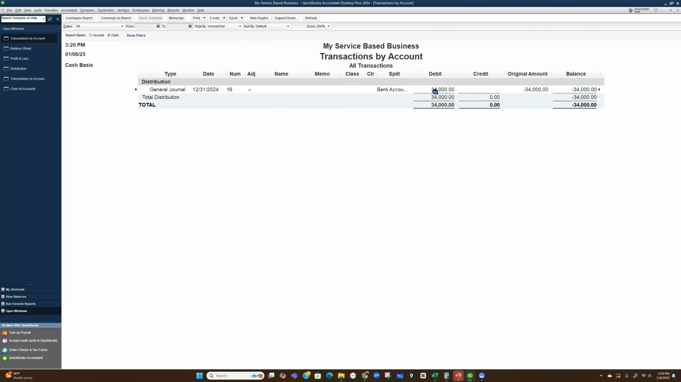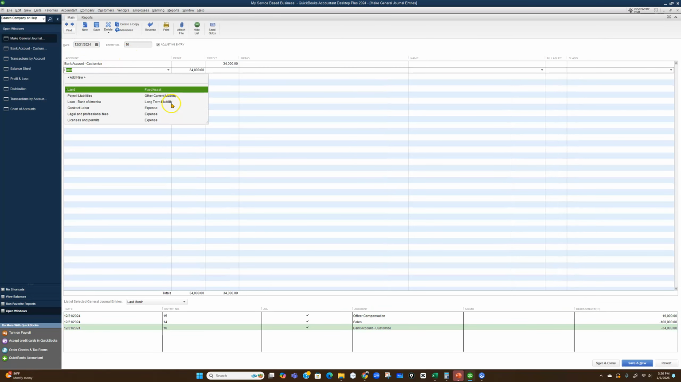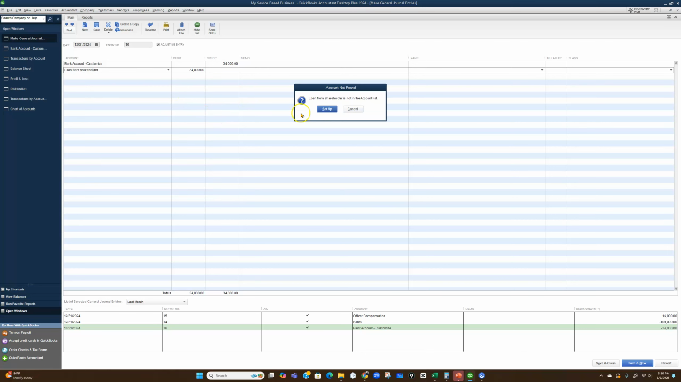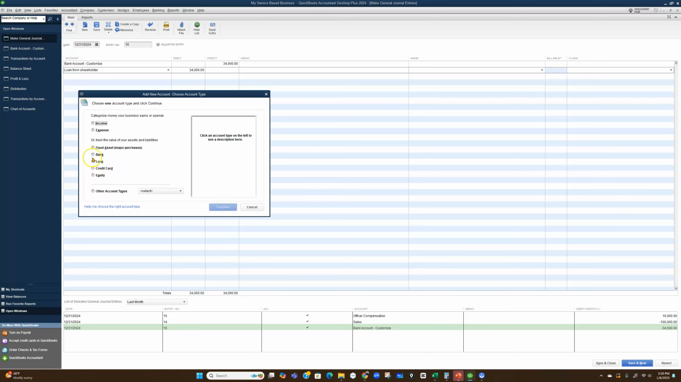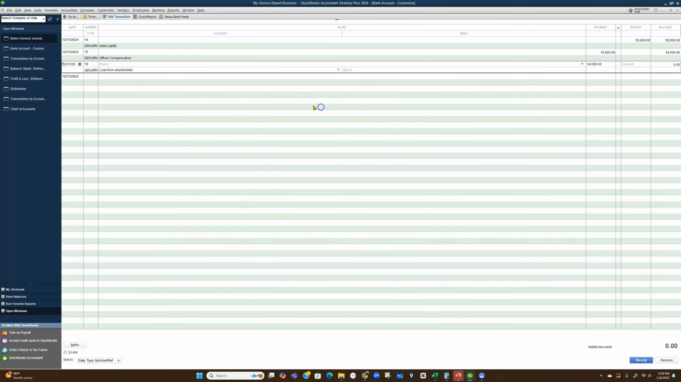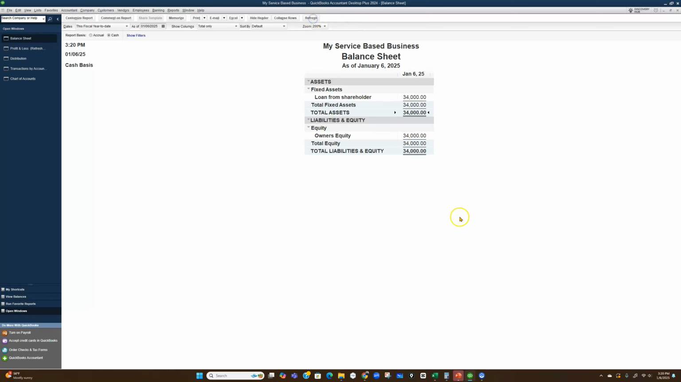All right, so we can do that. So we can say, hey, don't take this out as a distribution. We want to set this up as a loan from a shareholder. And I hope I get these all right. Okay, so now we have a loan from shareholders. We didn't take those funds out as a distribution.